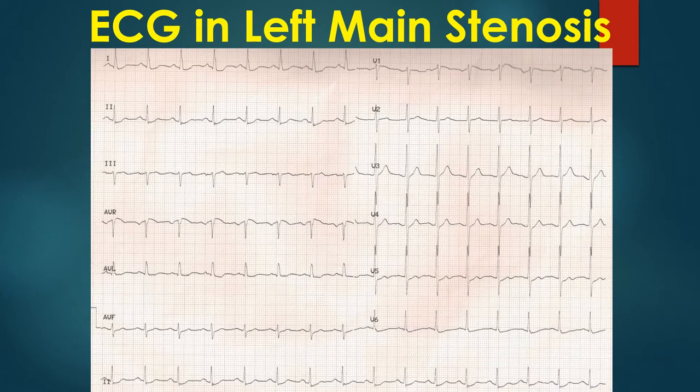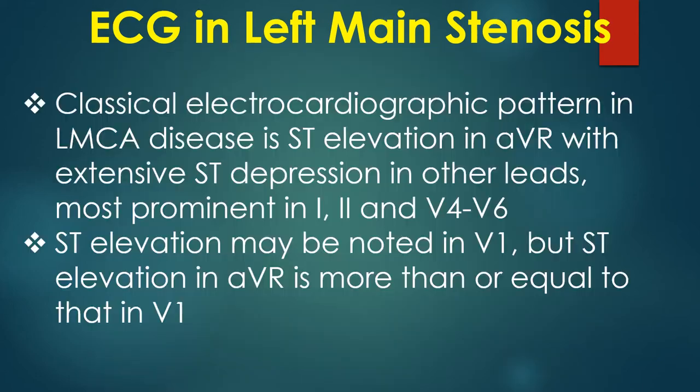The previous ECG is shown here for comparison, which shows minimal changes. There is minimal ST segment elevation in AVR as well. This highlights the need for serial ECGs in acute coronary syndrome, as initial ECGs may be near normal even in those with severe disease.